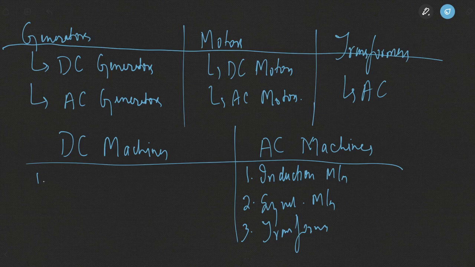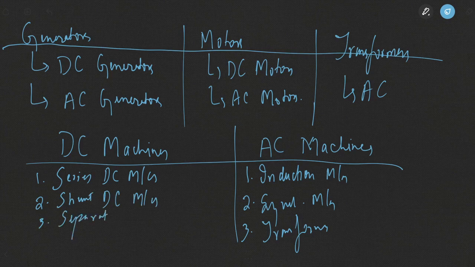The subtypes of these DC machines are: you have series DC machines, you have shunt DC machines, you have separately excited DC machines, you have compound DC machines.